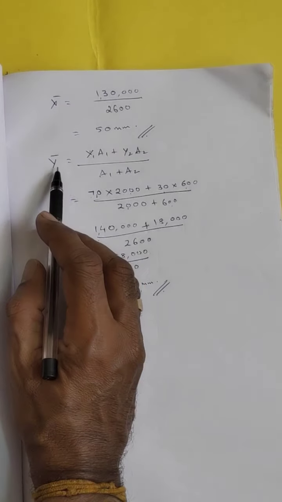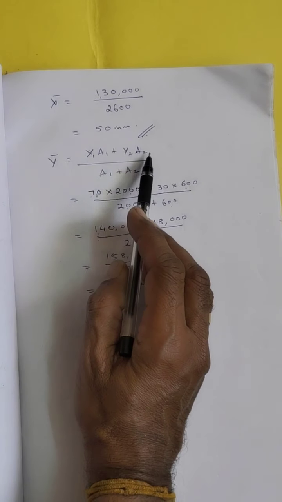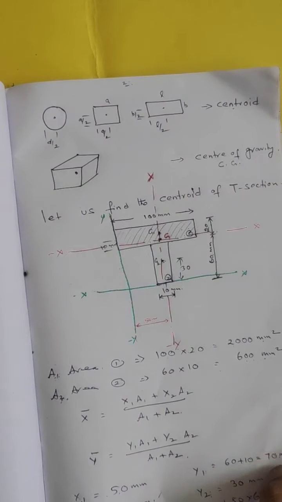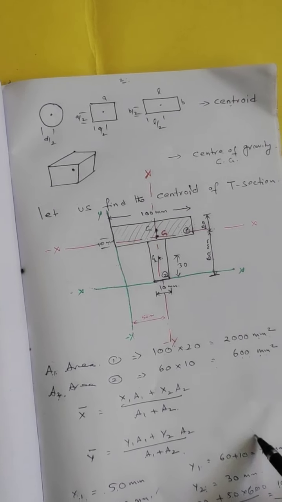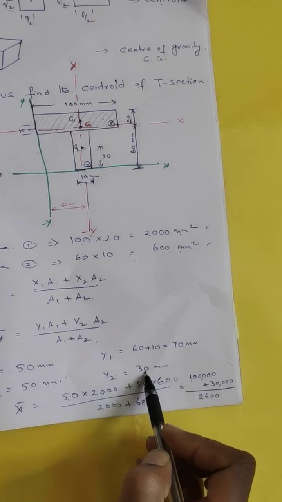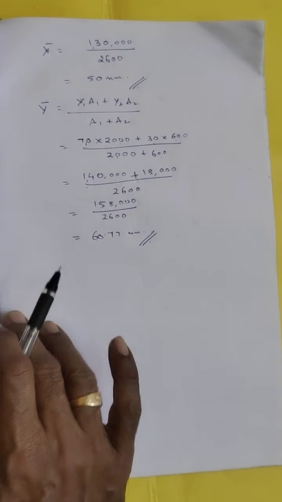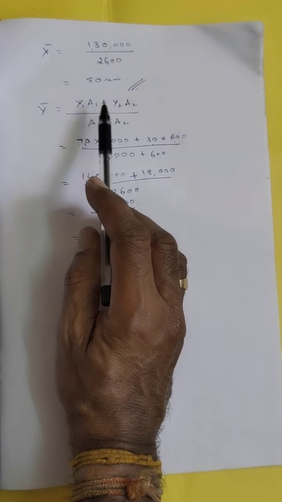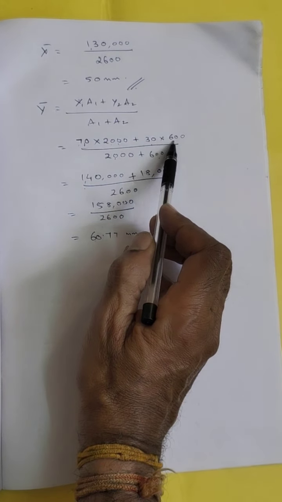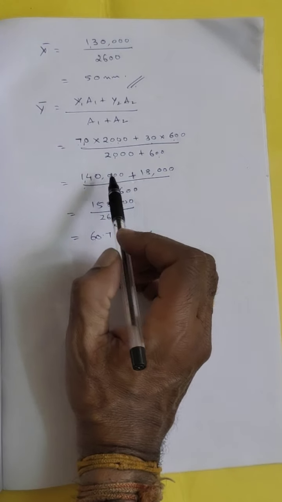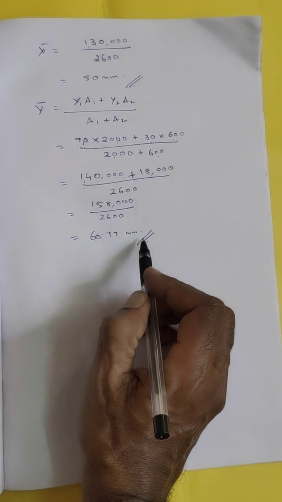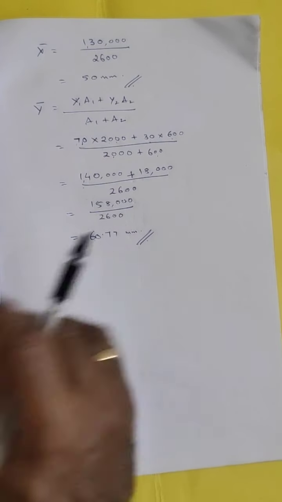Similarly, y bar we are finding out: y1 a1 plus y2 a2 divided by a1 plus a2. So y1 we have found out already, it is equal to 70, and y2 is equal to 30. y1, y2 are known, a1, a2 are known. So y1 is 70, a1 is 2000, y2 is 30, and a2 is 600. Substituting it, you get 1,58,000 divided by 2600, that is 60.77 mm. So y bar is equal to 60.77 mm.